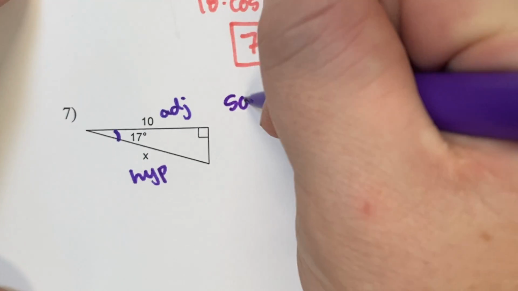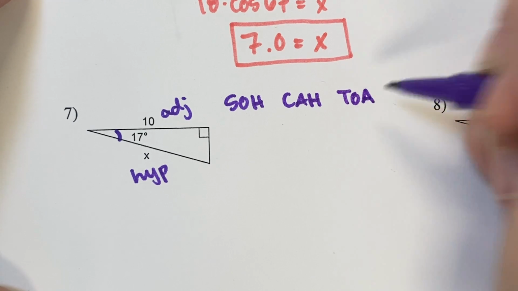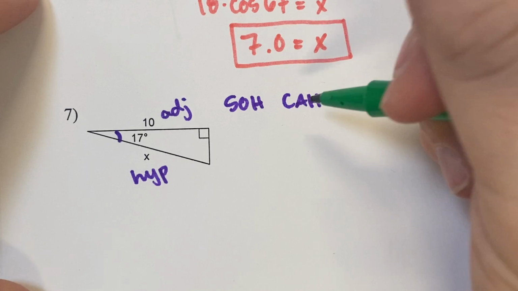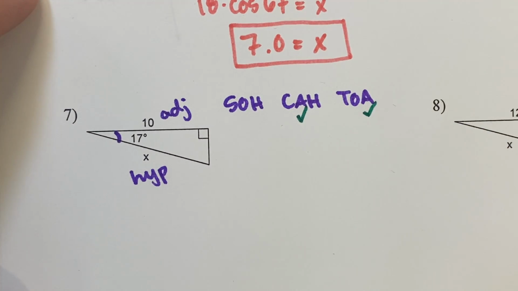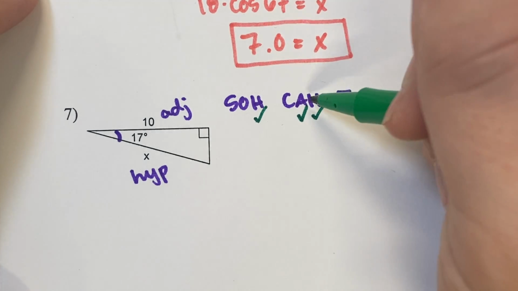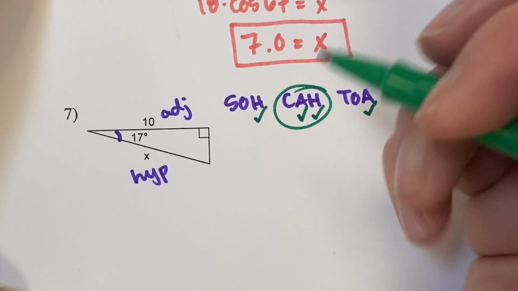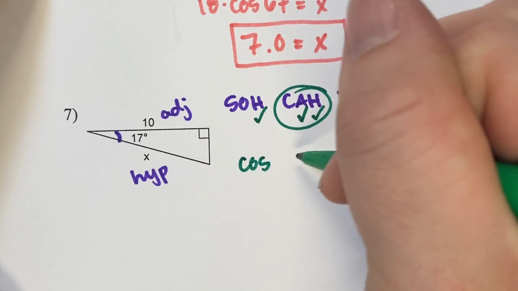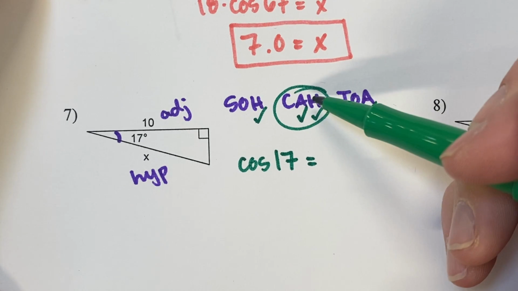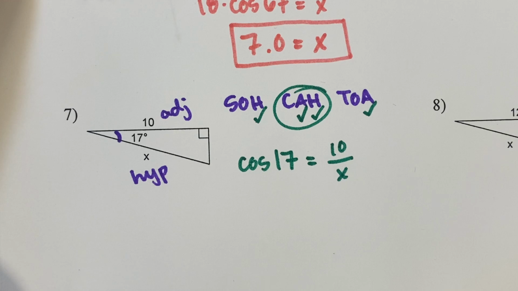Okay, so now we need to decide, are we going to use sine, cosine, or tangent? Well, I'm given adjacent, which shows up in cosine and tangent, and hypotenuse, which shows up in sine and cosine. The one with two check marks is cosine. So now I can set this up. Cosine of the angle, 17, equals adjacent over hypotenuse, so 10 over x.